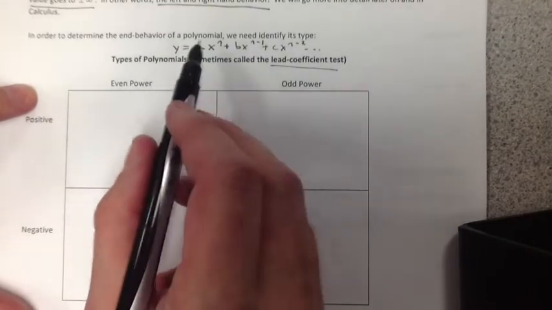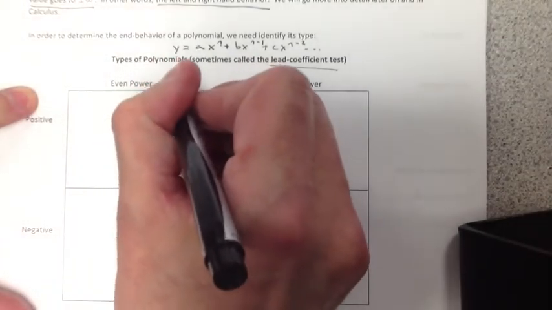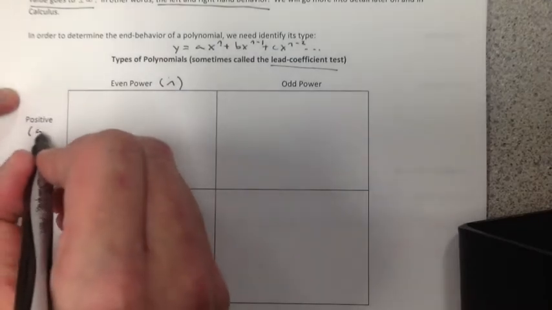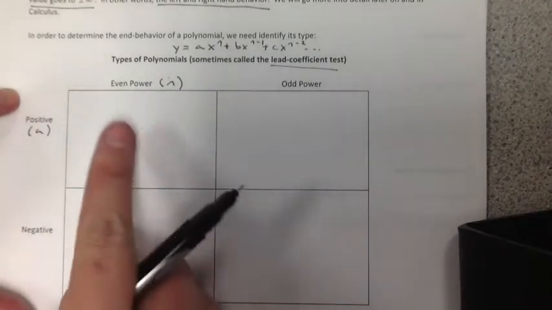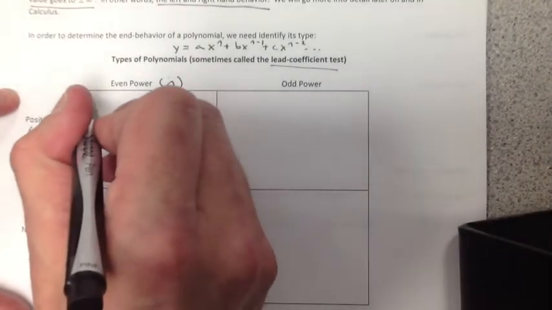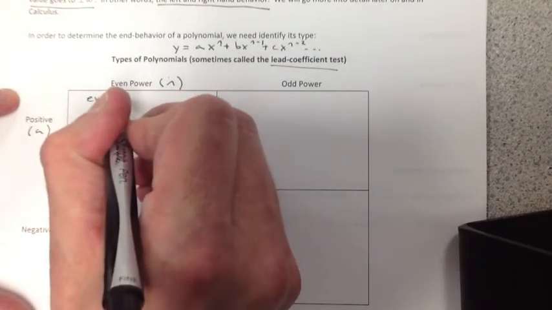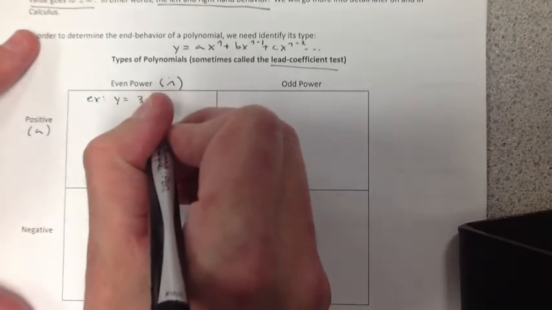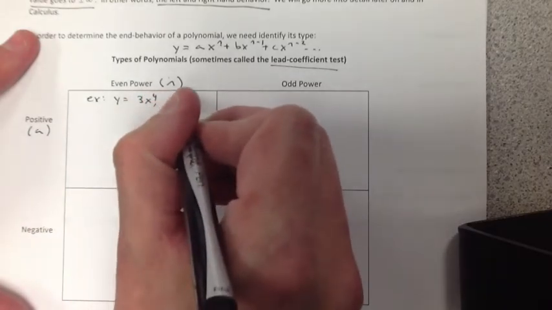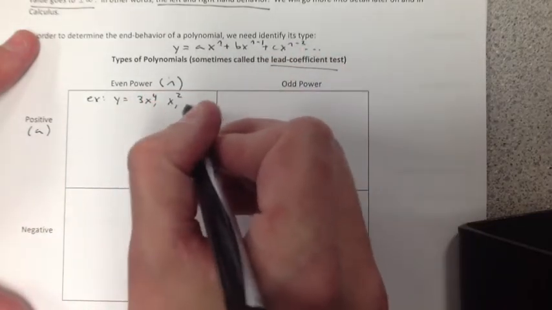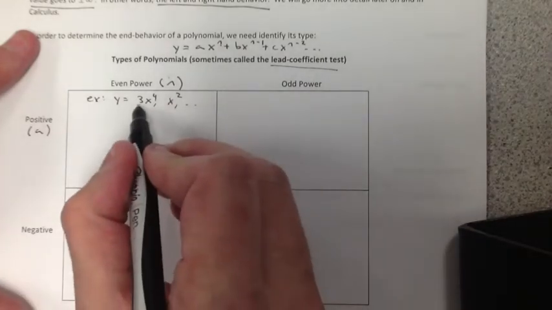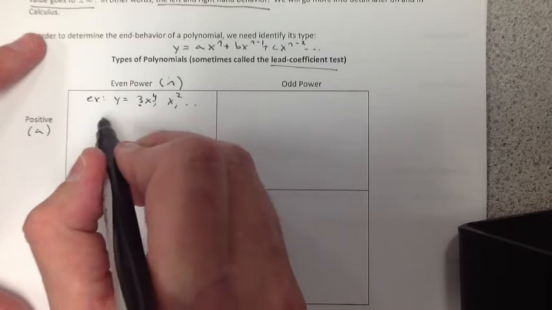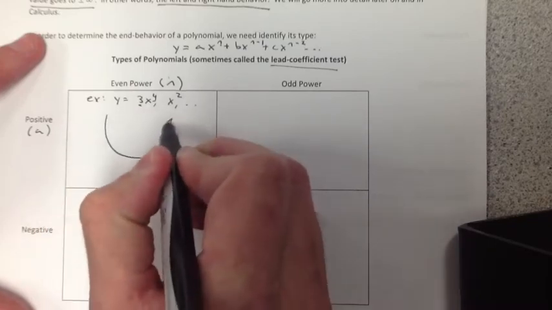Now, if the power is even, in other words, if n is even and a, the coefficient, is positive, we have what's called an even power. An example would be something like y equals 3x to the fourth, or just x squared, or something along those lines, where the number is positive and the power is even. All these basically have the same shape. They look like a parabola.